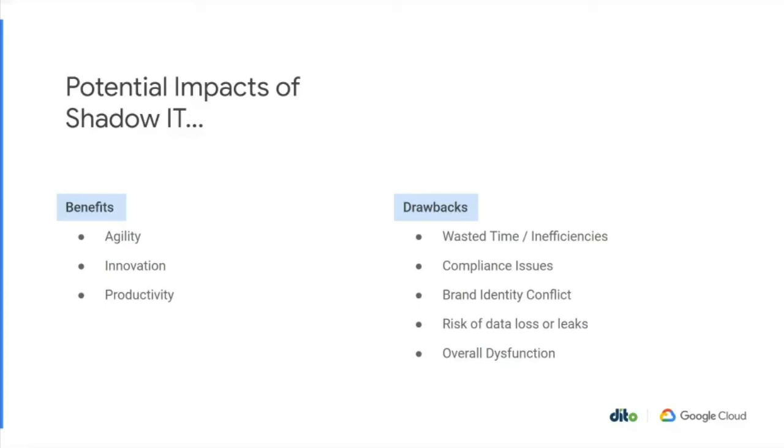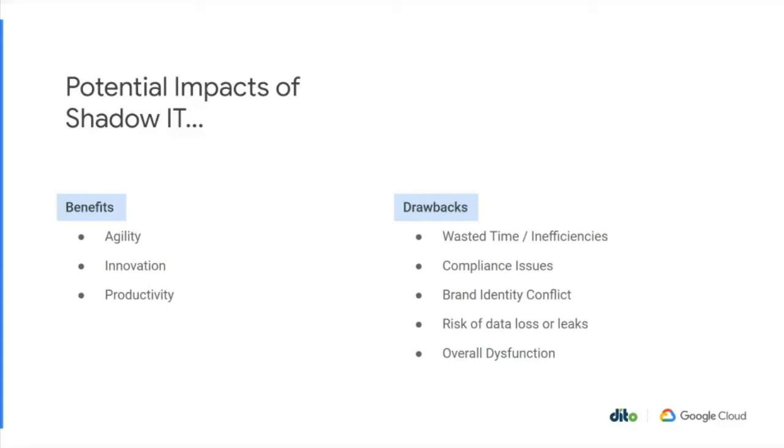And then just overall dysfunction. Again, I pointed to where there are wasted times and siloization. I pointed to where users can take information with them. I pointed to the brand identity conflict and the compliance concerns. Having many users in multiple disparate systems is, generally speaking, not a well-optimized approach.